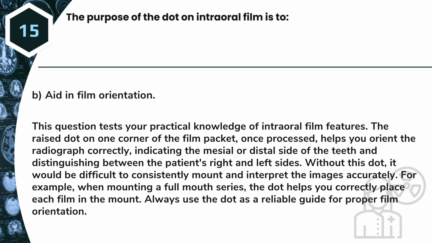Answer B. Aid in film orientation. This question tests your practical knowledge of intraoral film features. The raised dot on one corner of the film packet, once processed, helps you orient the radiograph correctly, indicating the mesial or distal side of the teeth and distinguishing between the patient's right and left sides. Without this dot, it would be difficult to consistently mount and interpret the images accurately. For example, when mounting a full mouth series, the dot helps you correctly place each film in the mount. Always use the dot as a reliable guide for proper film orientation.